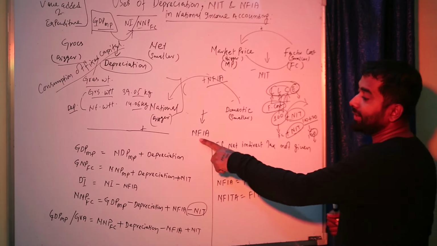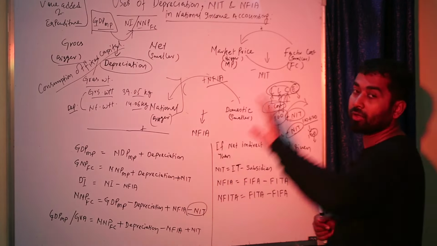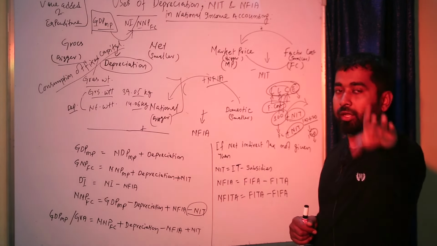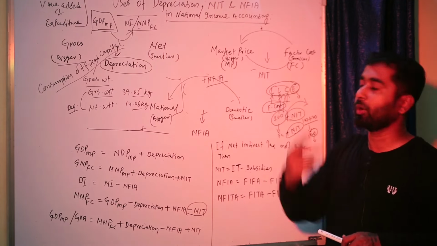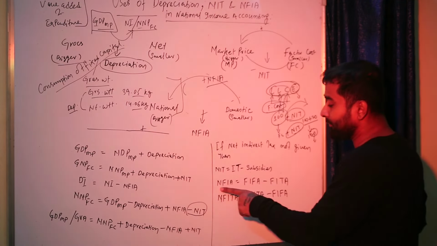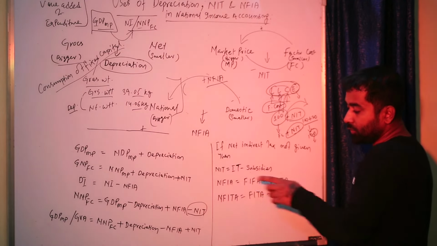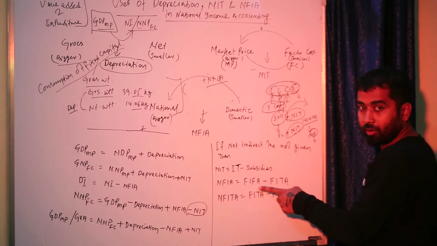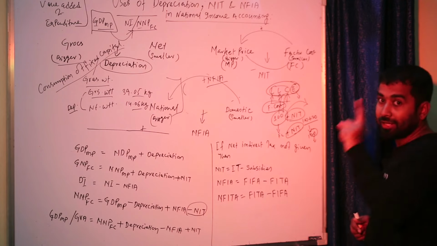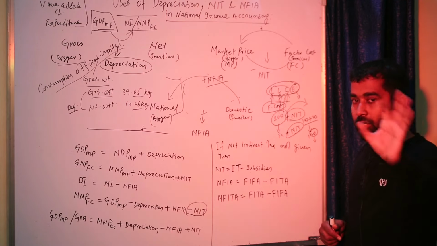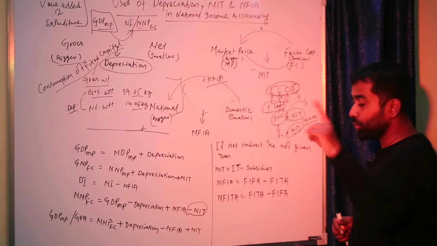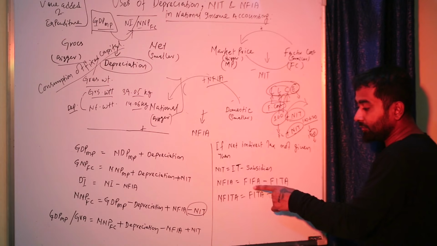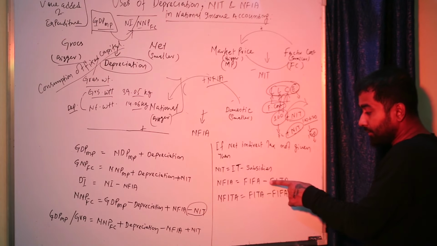If NFIA, that is net factor income from abroad, is not given directly, it would be given as factor income from abroad and factor income to abroad. Again I am telling you, NFIA equals factor income from abroad minus factor income to abroad. If the word net is not given directly, that is, net factor income from abroad is not given, you should subtract factor income to abroad from factor income from abroad.